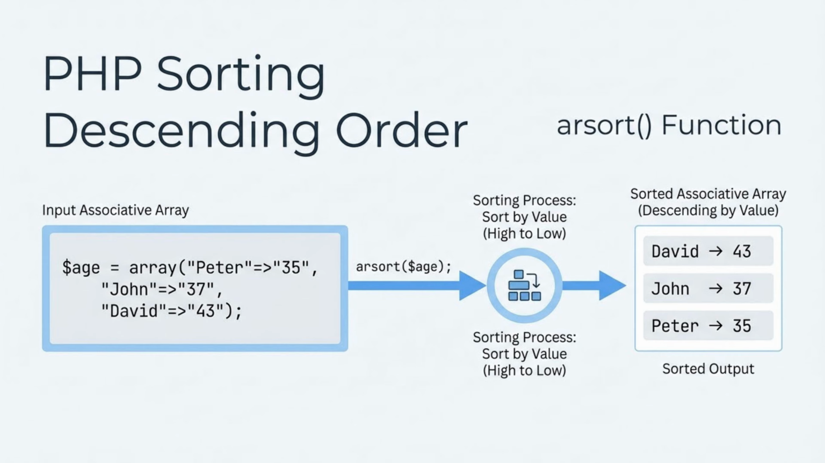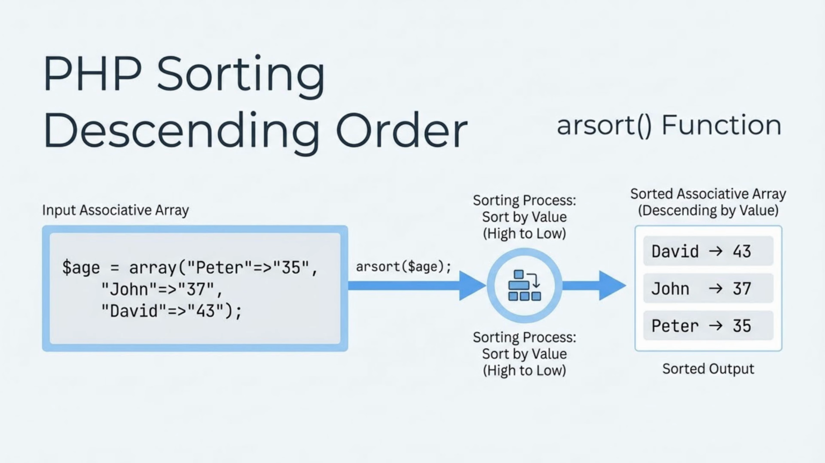When this function runs, PHP compares all the values in the array and rearranges the entries so that the highest number appears first, followed by the lower ones. After sorting, the output array places David with age 43 at the top because he has the highest value. Next comes John with age 37, and finally Peter with age 35, since he has the lowest value among the three. The important point is that the keys stay attached to their corresponding values throughout the sorting process. Nothing is lost or changed, only the order is rearranged based on the size of the values.